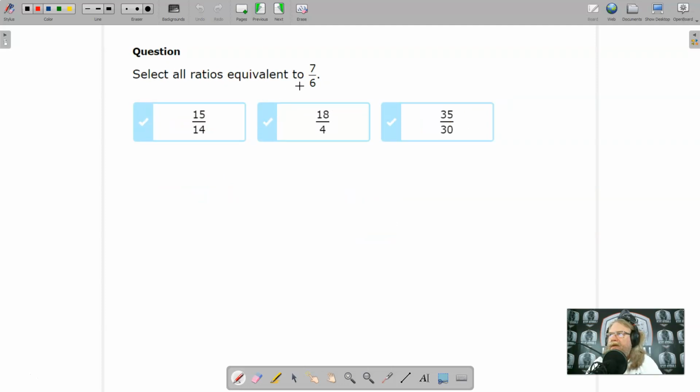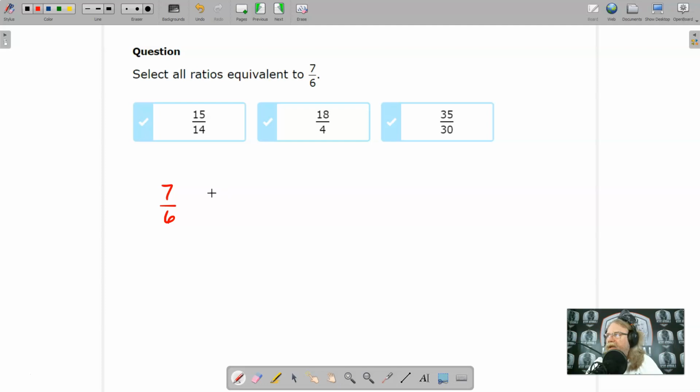Select all ratios equivalent to 7, 6. Now they're giving it to us in fraction form, right? They're representing the ratios as fractions. So we have 7 over 6. And let's see, 7 over 6 is an improper fraction. See if we got any proper fractions over here. Nope, they're all improper. So first check's done.